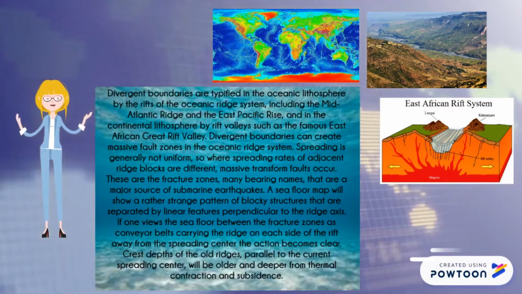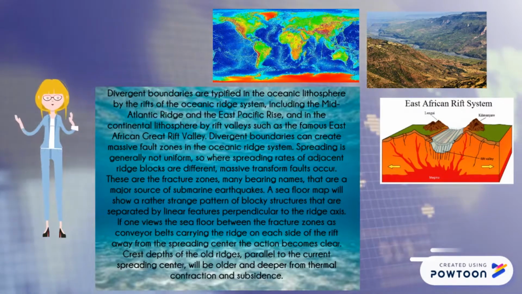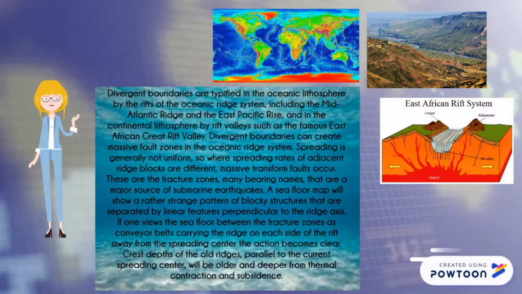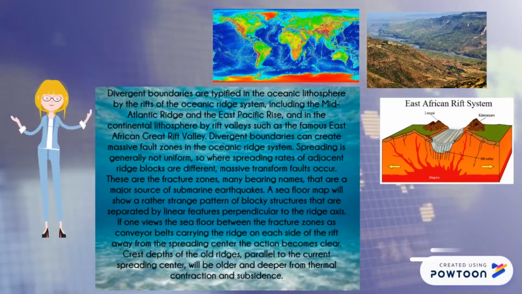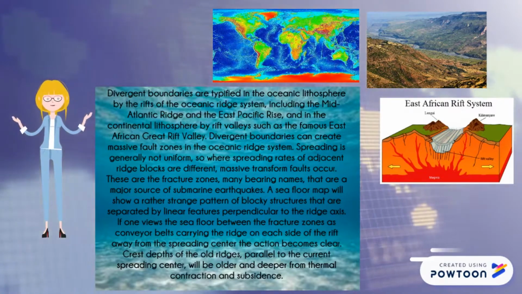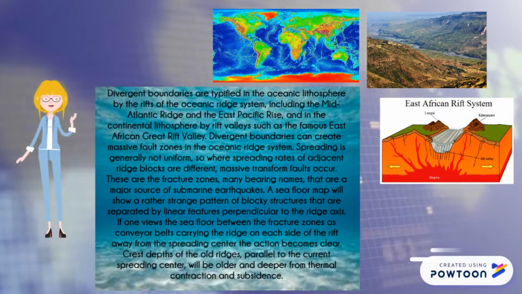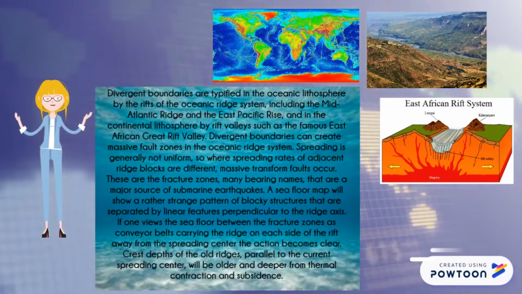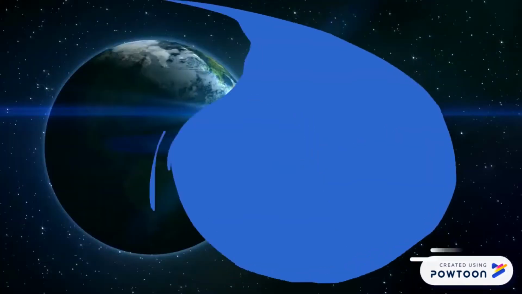A seafloor map will show a rather strange pattern of blocky structures that are separated by linear features perpendicular to the ridge axis. One views the seafloor between the fracture zones as conveyor belts, carrying the ridge on each side of the rift away from the spreading center. The action becomes clear. Crest depths of the old ridges, parallel to the current spreading center, will be older and deeper from thermal contraction and subsidence.